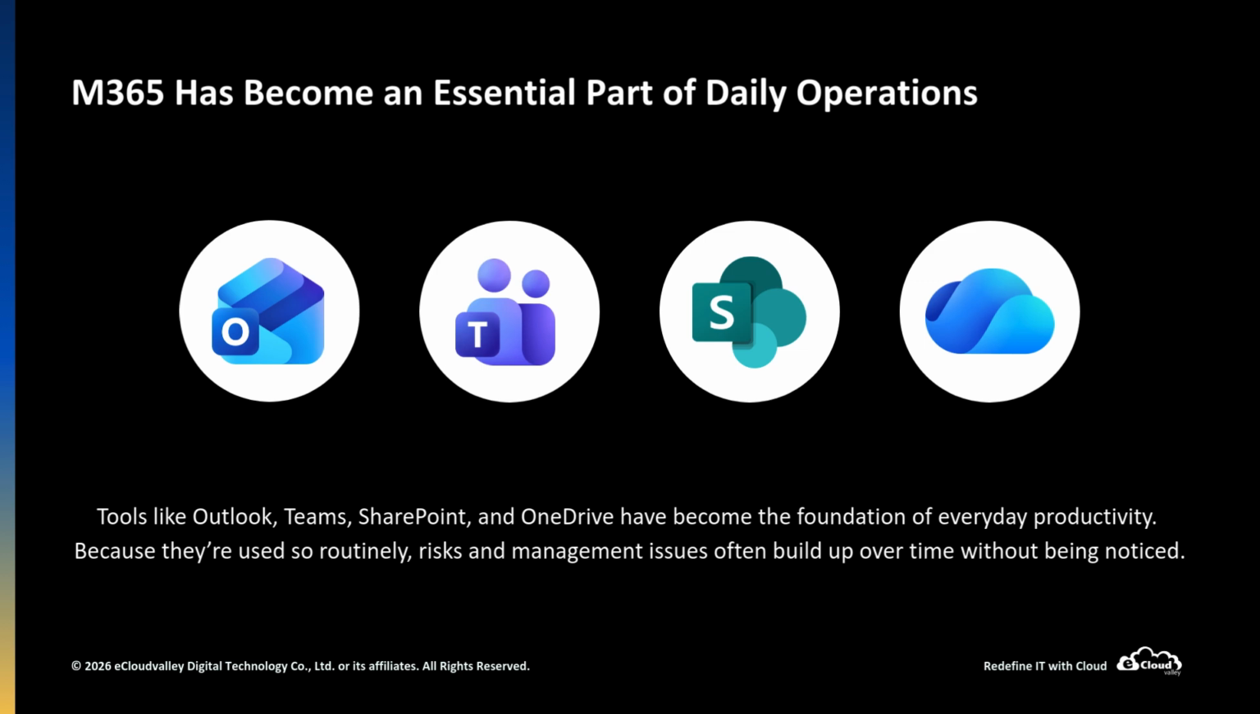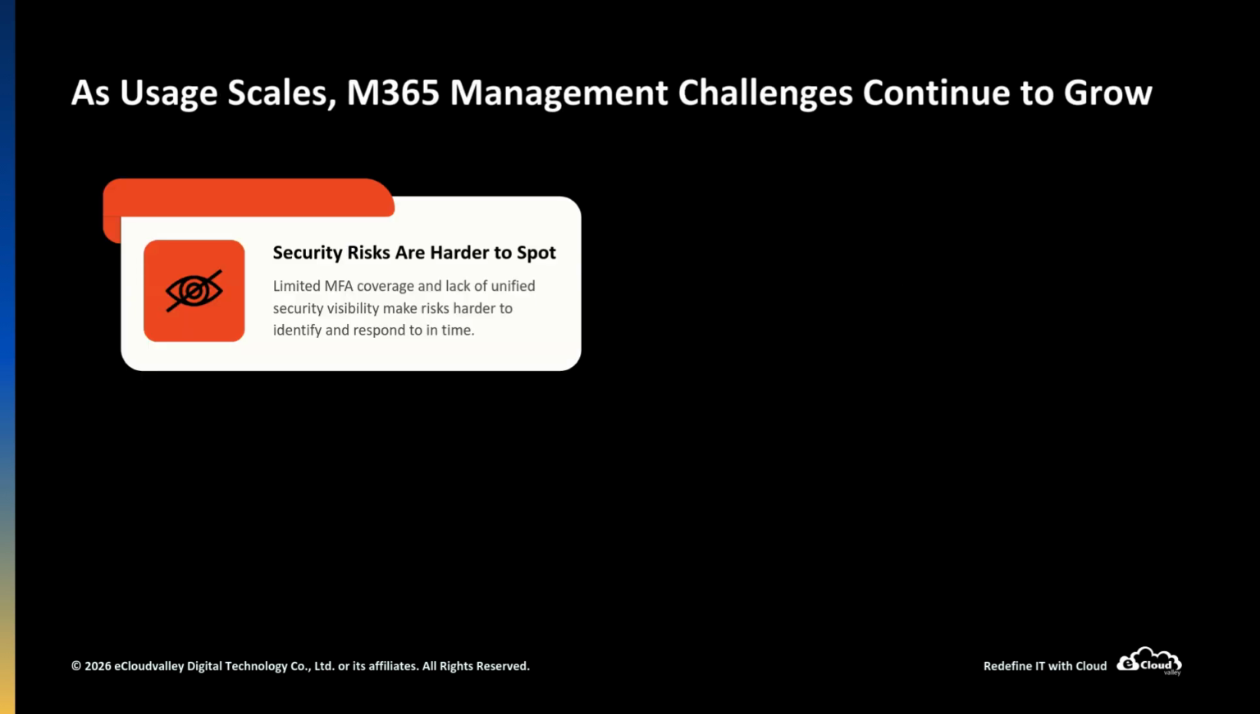For most enterprises, Microsoft 365 has become an essential part of everyday operations. Whether it's Outlook, Teams, OneDrive, or SharePoint, these tools are deeply embedded in how teams communicate, collaborate, and manage documents. And precisely because they're used so frequently and across so many scenarios, management issues tend to build up gradually over time, often without being noticed right away. In most enterprises, these issues usually show up in four main areas. Security risk is one of them. MFA isn't always fully enabled, and in day-to-day operations, it's hard to quickly see which accounts might be risky. Most teams only start digging in after an incident happens.